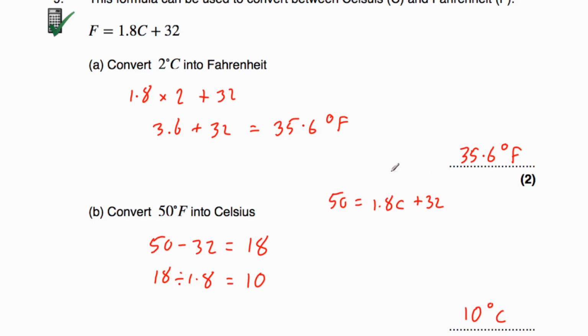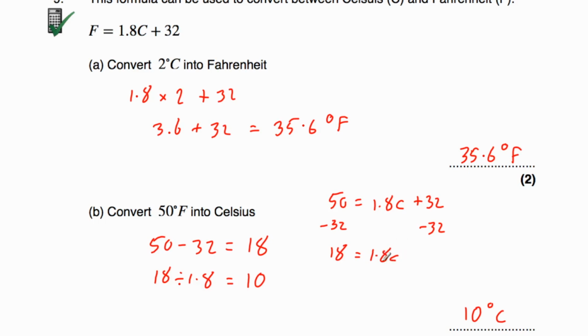If we want to solve this equation, we want to find C. We want to get the C on its own. So we want to get rid of the multiply by 1.8, and we want to get rid of our plus 32. So let's get rid of our plus 32 to begin with. Let's take away 32 and take away 32. 50 take away 32 is equal to 18. And then on the right hand side of our equation, we have 1.8c. Now we had plus 32, we took away 32, so we've just got our 1.8c.